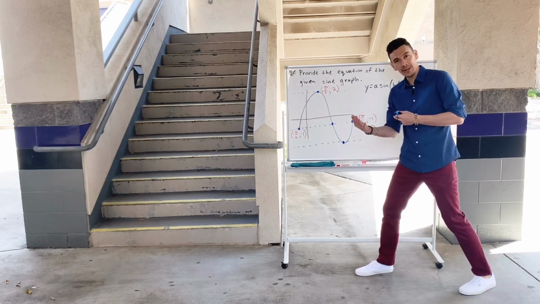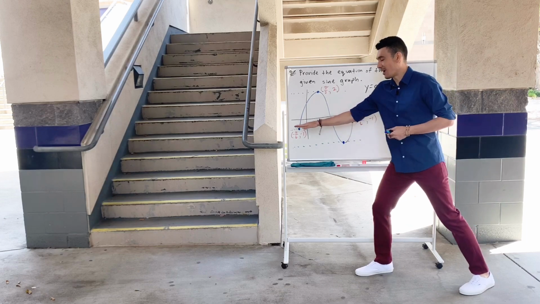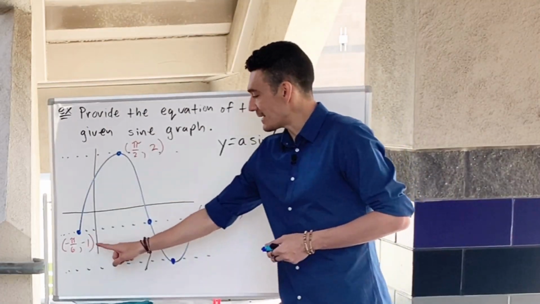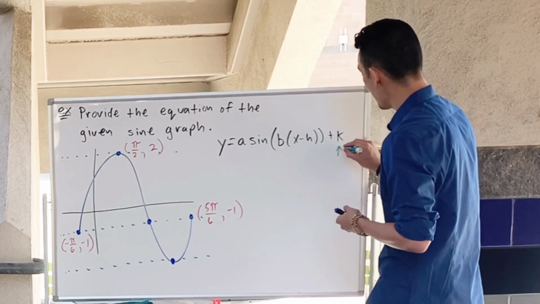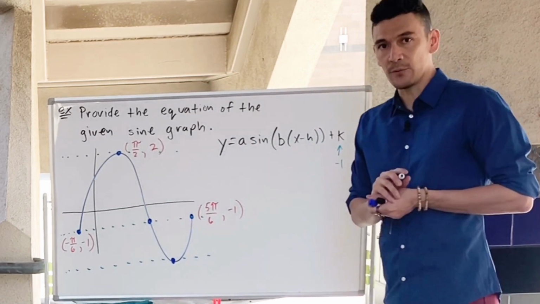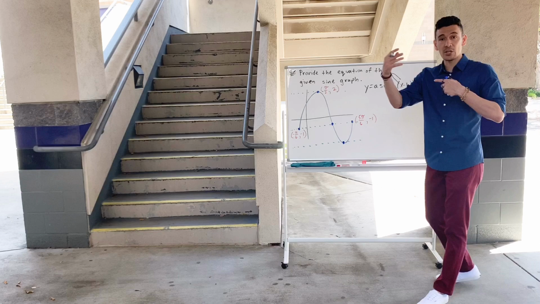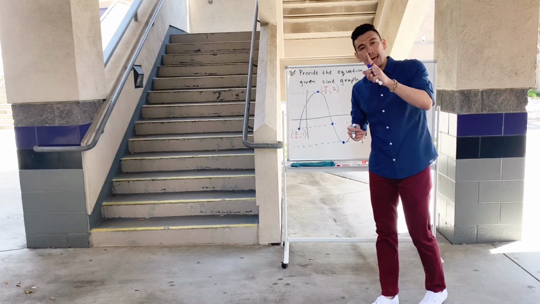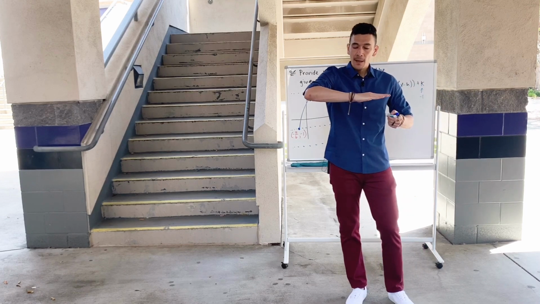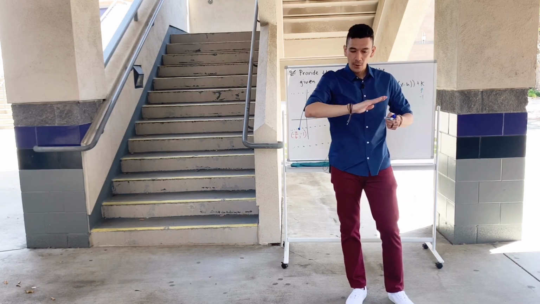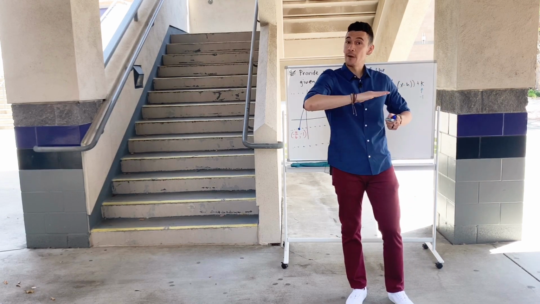Look at the y coordinates of the points that are on the midline. They are located at negative 1. So just like that, you know that k is negative 1. The next component that I would go for is a. A is the amplitude, and that means from the middle, how high do I go up, or how high do I go down from the middle.